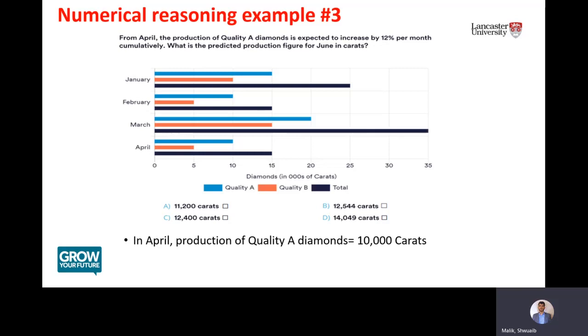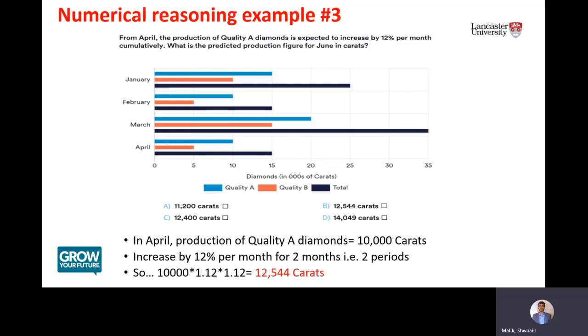We need to calculate how much the quality A diamonds are expected to increase by 12% per month for 2 months, i.e. we need to calculate a 12% increase from April to May and then May to June. So it's a 2-period increase. And the way we do this is by doing 10,000 times 1.12 times 1.12.